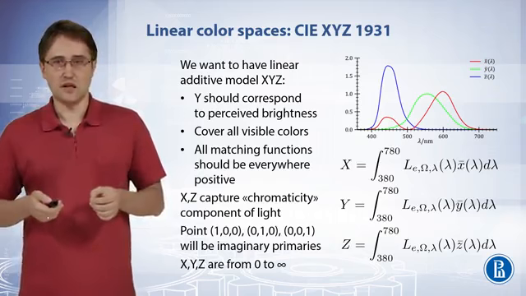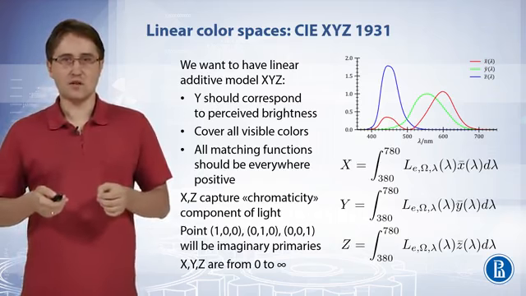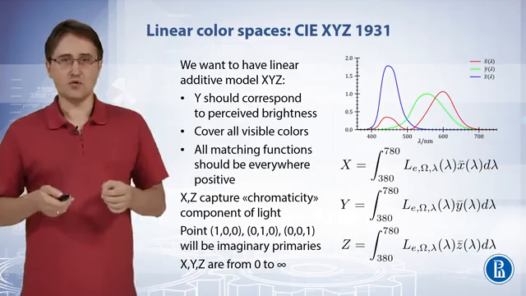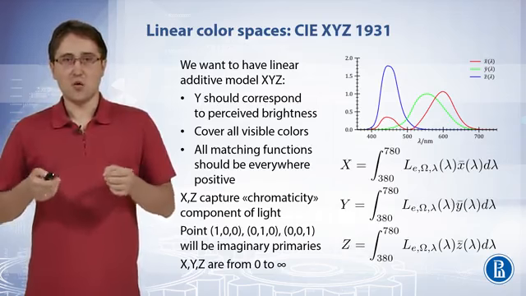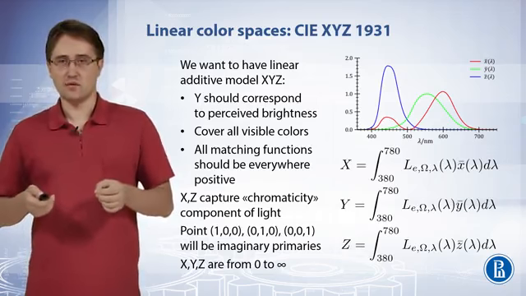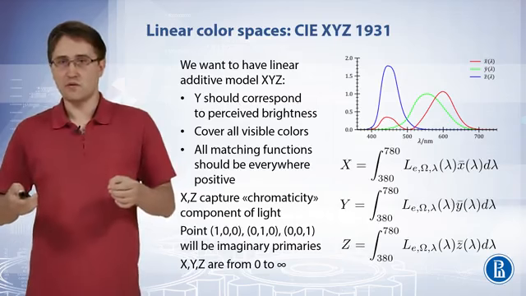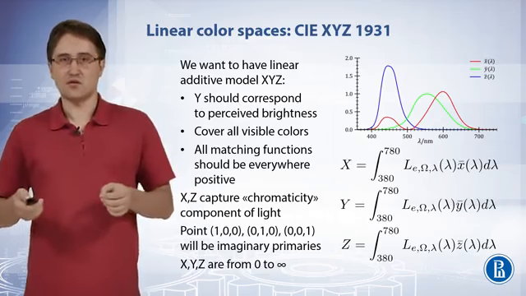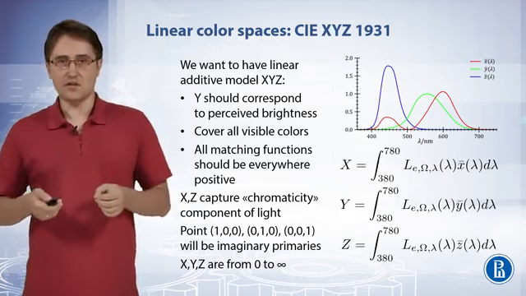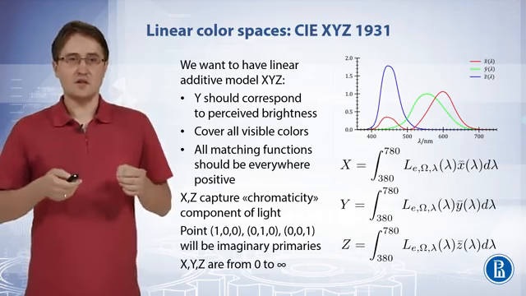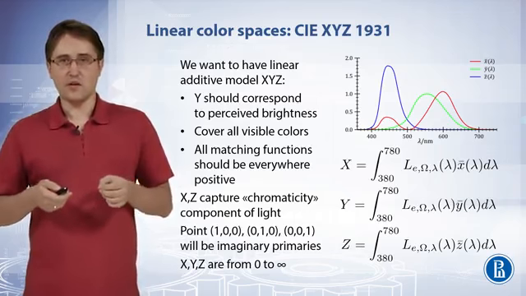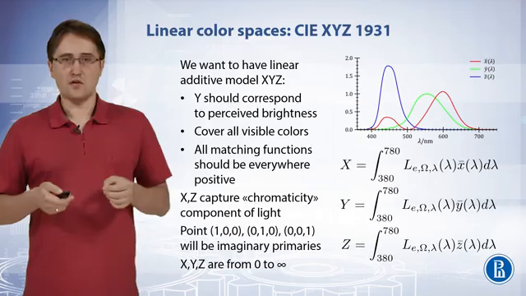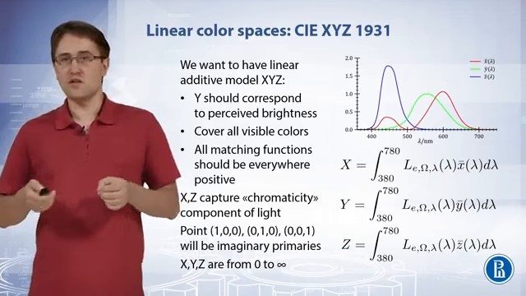To solve this problem, in 1931, together with the standard RGB model, another model called XYZ was proposed. The goal was to get a linear additive model XYZ where component Y corresponds to perceived brightness. This model should cover all visible colors, and all matching functions should be everywhere positive. So there is no such thing as subtractive matching in the XYZ model. X and Z components capture the chromaticity component of light. Points 0, 0, 1, 0, 1, 0 and 1, 0, 0 will be imaginary primaries. All values of X, Y and Z are from 0 to infinity.